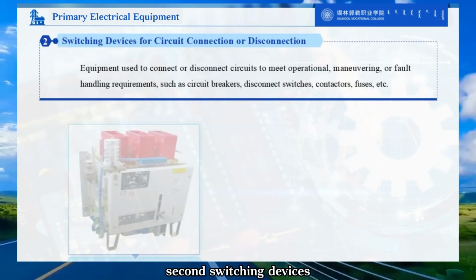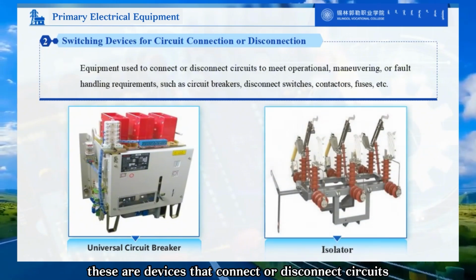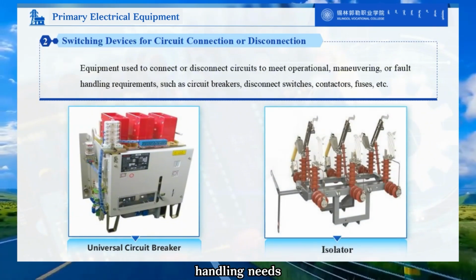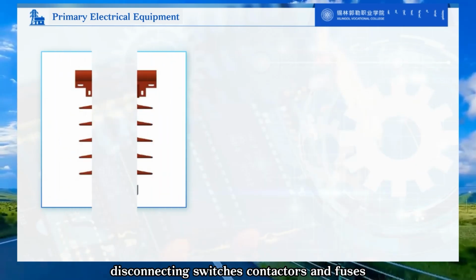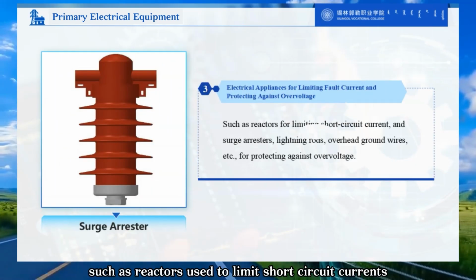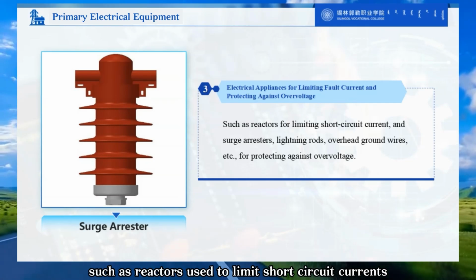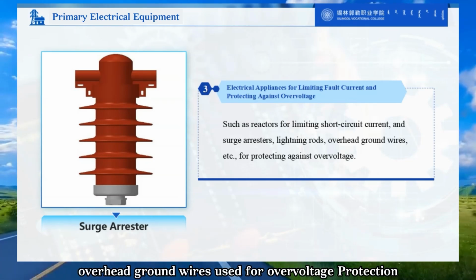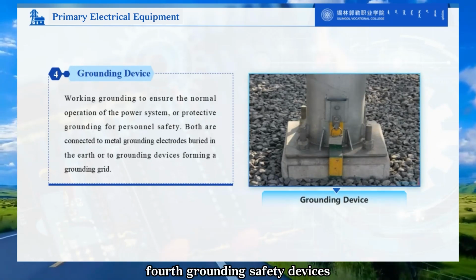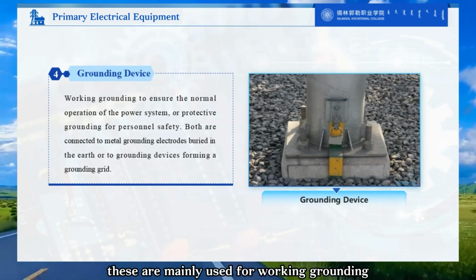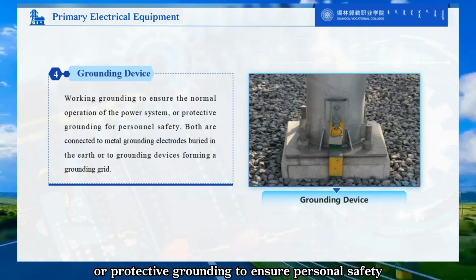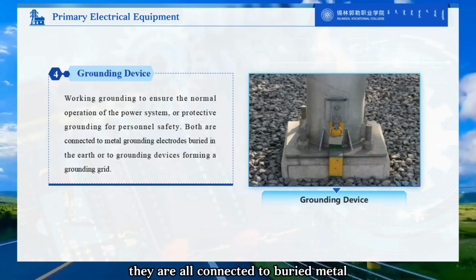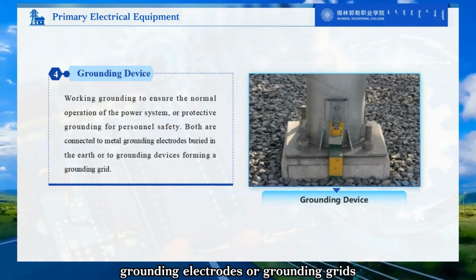Second, switching devices. These are devices that connect or disconnect circuits to meet operational or fault-handling needs, such as circuit breakers, disconnecting switches, contactors, and fuses. Third, protective devices, such as reactors used to limit short-circuit currents, and surge arresters, lightning rods, and overhead ground wires used for overvoltage protection. Fourth, grounding safety devices. These are mainly used for working grounding to ensure the normal operation of the power system, or protective grounding to ensure personal safety. They are all connected to buried metal grounding electrodes or grounding grids.